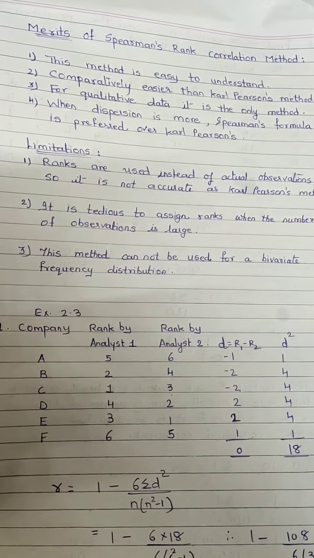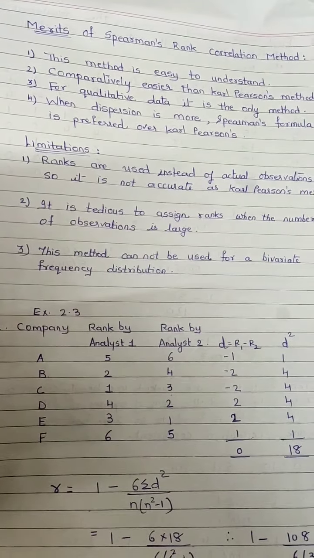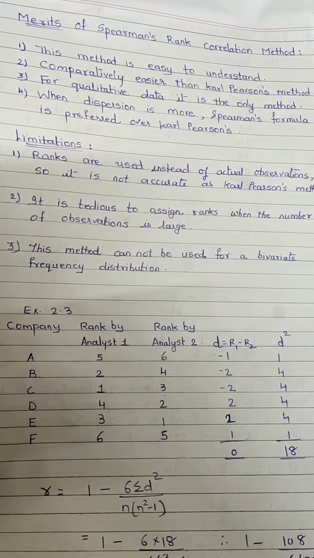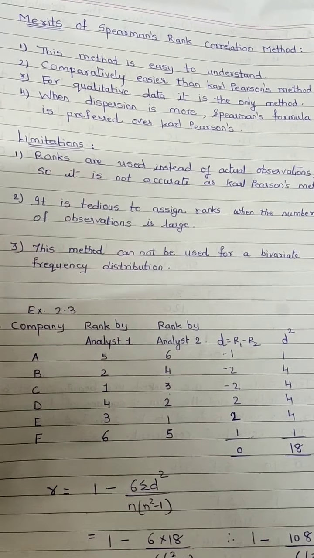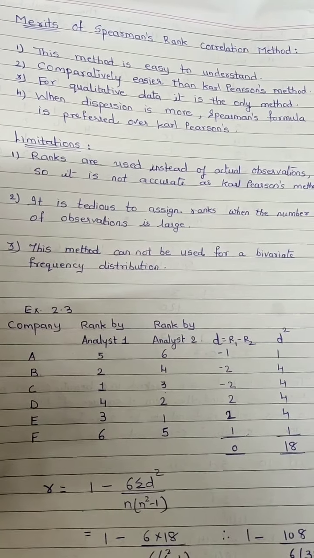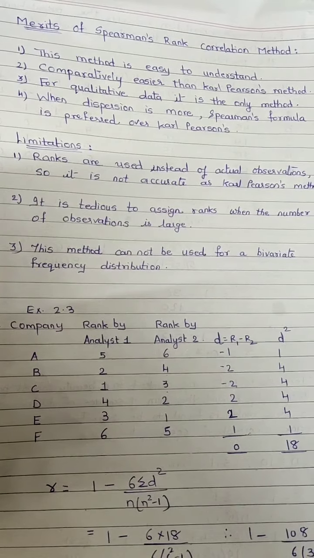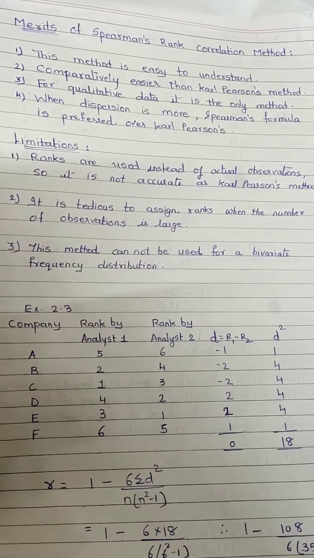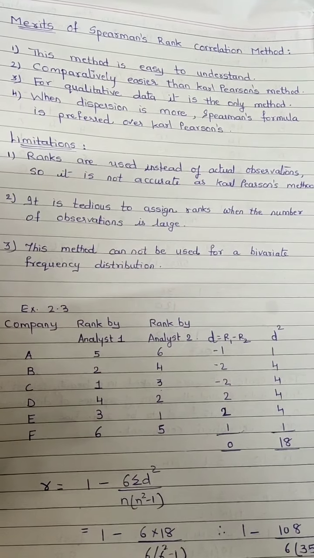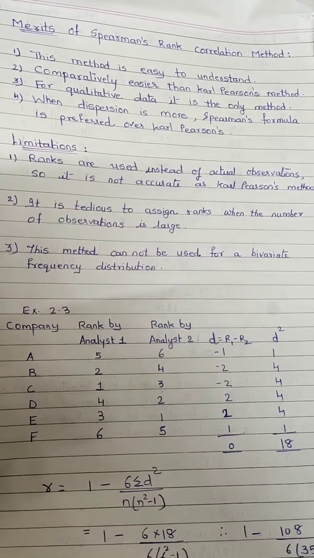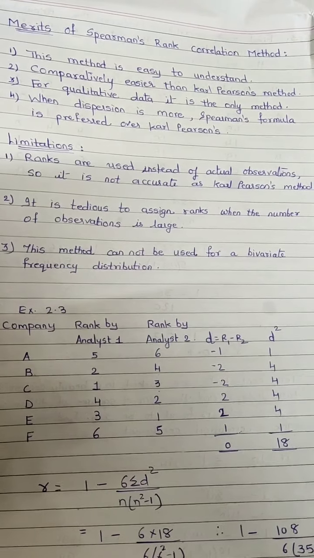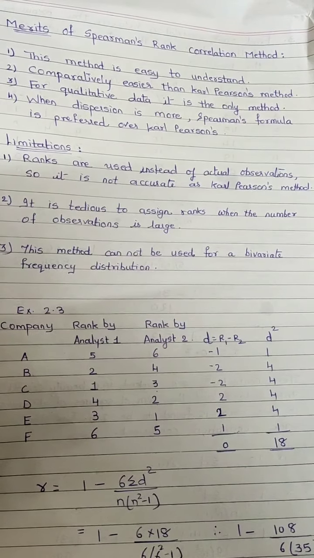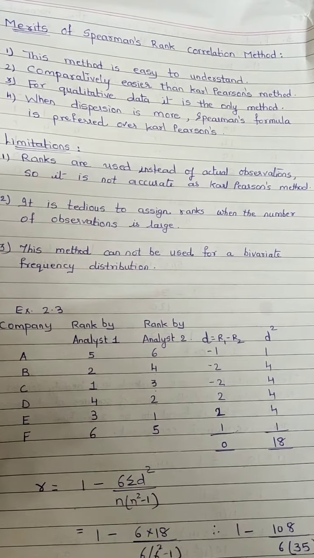Let us see the merits and limitations. First merit, this method is easy to understand. As I have said, only 3 steps and very simple 3 steps. Second, it is comparatively easier than Karl-Pearson's method. Third, for qualitative data, it is the only method. And fourth, when dispersion is more among variables x and y, Spearman's formula is preferred over Karl-Pearson's.